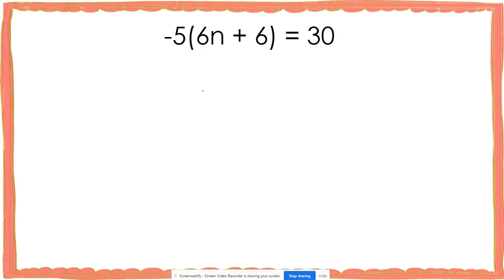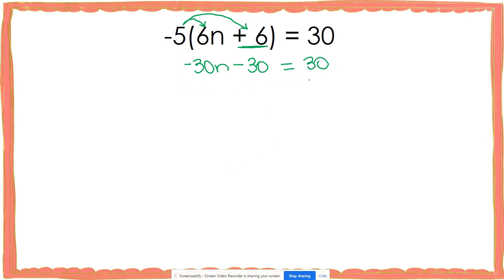On this equation, I see that I need to distribute my negative 5 before I can get started. So I'm going to distribute my negative 5 to both terms in my parentheses. Negative 5 times positive 6n is negative 30n. Then negative 5 times this positive 6 is negative 30. To show that this 30 is negative, I'm going to write minus 30. And then I'll write the rest of my equation, which is equals 30.